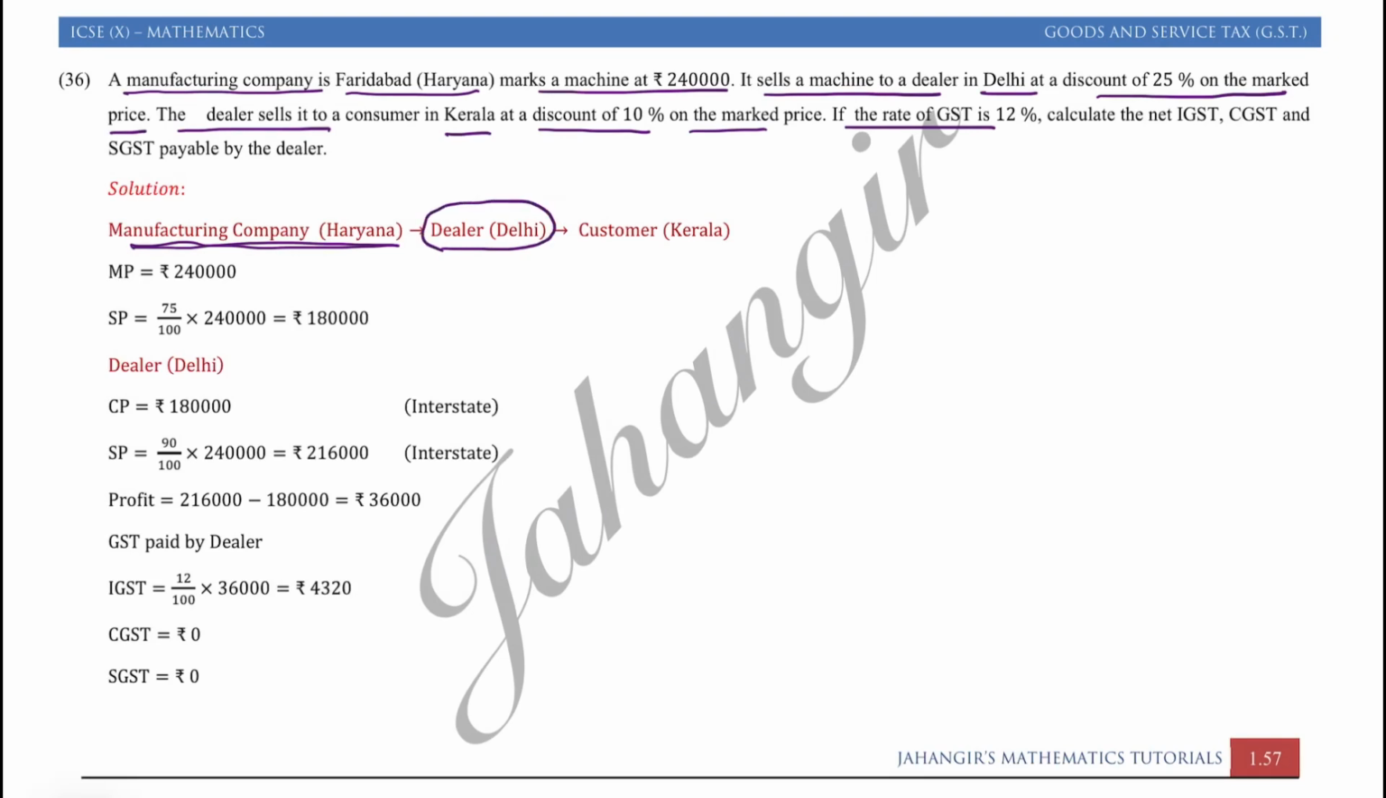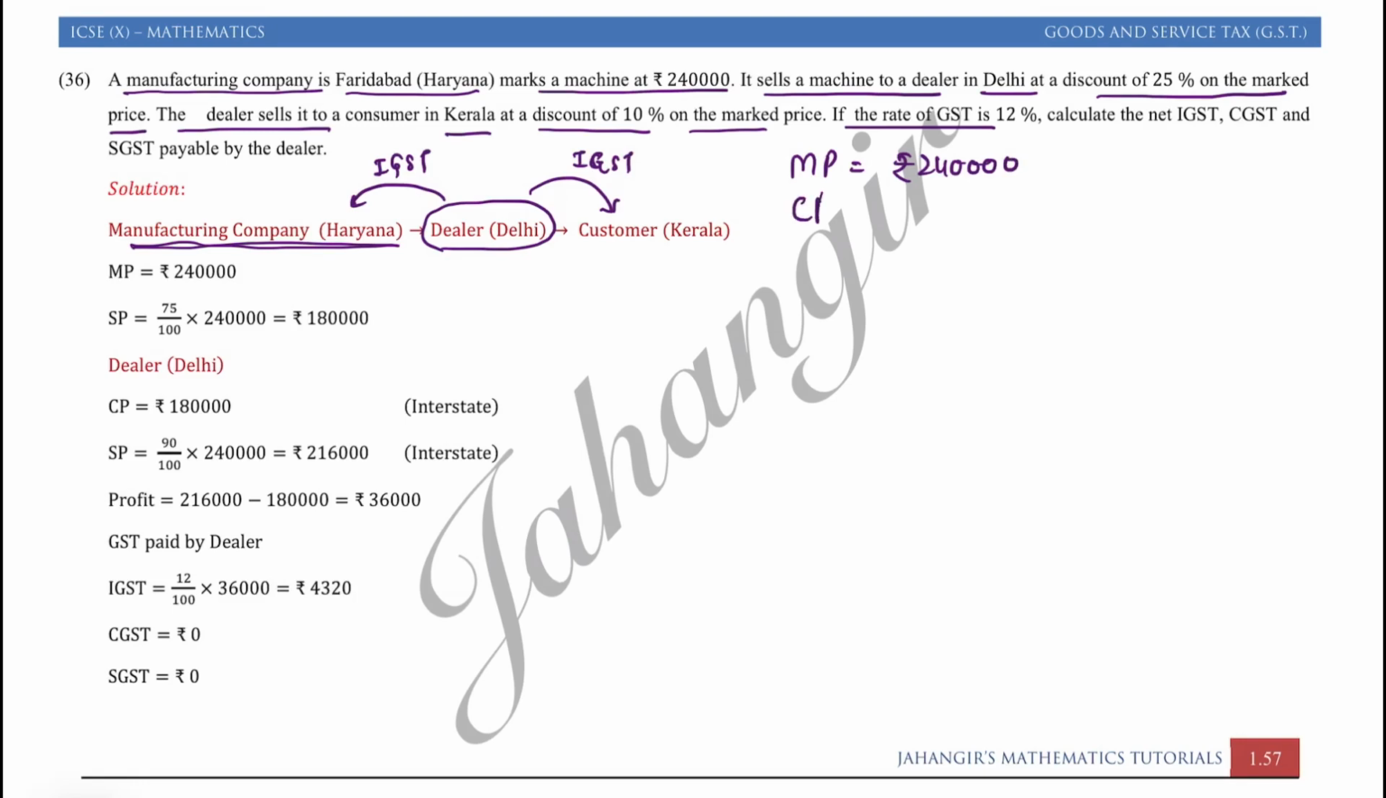So the dealer had bought it from Haryana and sold it to a customer. That is, in both we have IGST. So here he had paid IGST, and here also he got IGST. So what will I write? I will first write MP. Mark price is rupees 24,000.